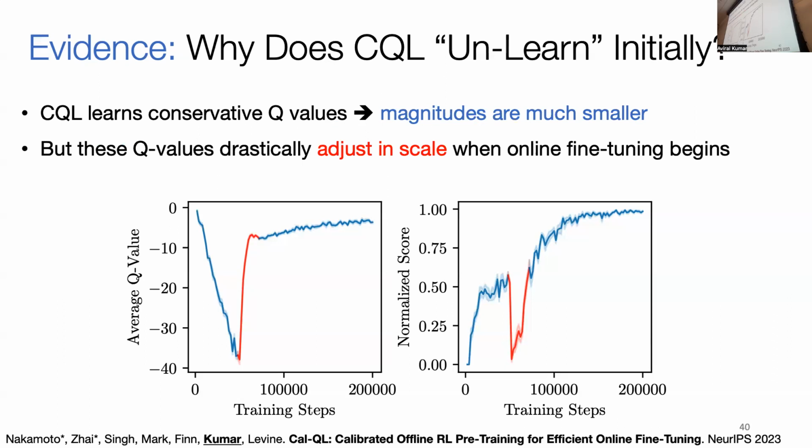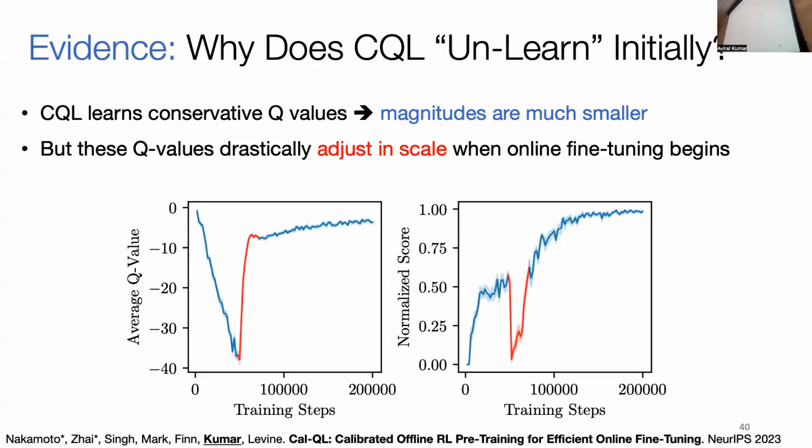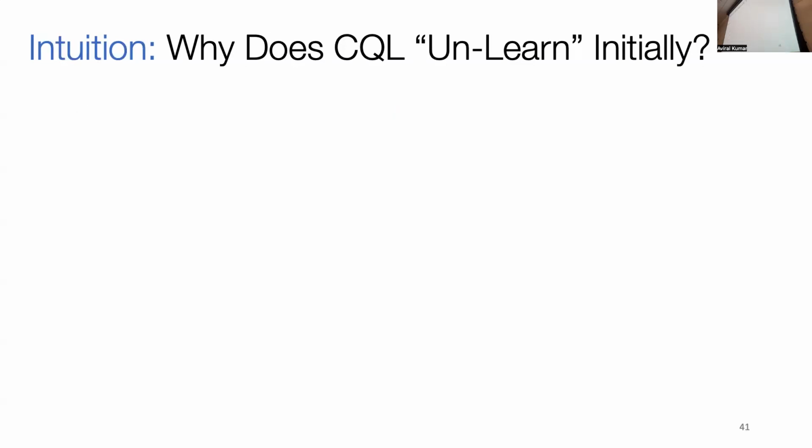So what we did is we tried to understand why this happens. And I want to first give you some intuition, and this is a bit imprecise, but it does the job of the intuition. And then I'll show you some concrete evidence of it. So if you think about what CQL does, I want to explain why these Q values are super low and why they adjust in scale. So first question, why are these values super low?